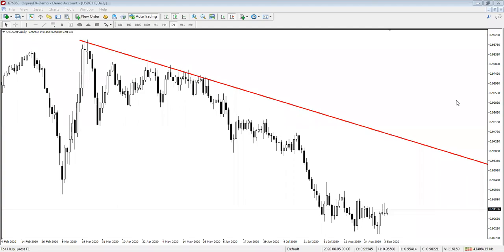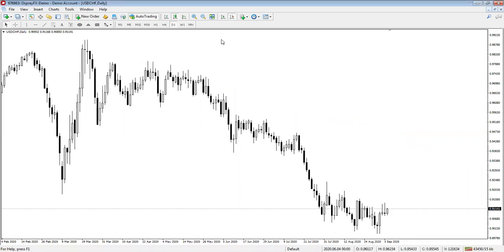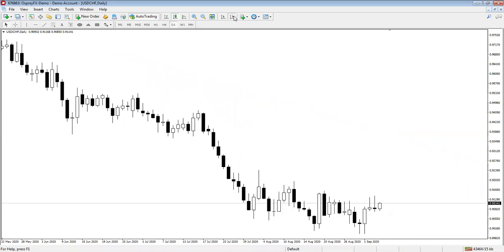Okay, now we are talking about support and resistance. And I feel like this is the most important topic that you can understand in order for you to be a profitable, consistently profitable trader.